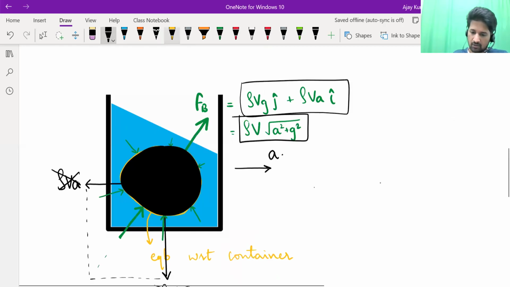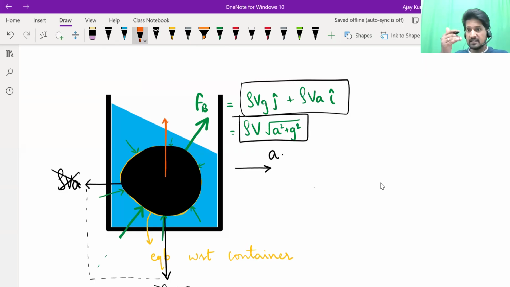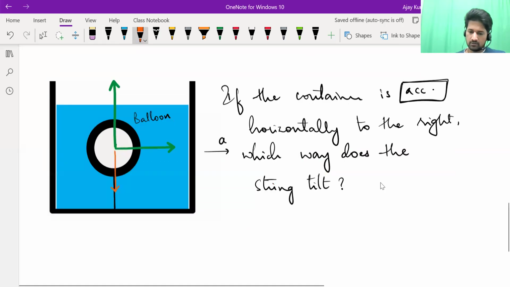It has a vertical component and a horizontal component. The vertical component of buoyant force arises due to pressure variation, which happens due to gravity. This is the buoyant force in the vertical direction. The horizontal component of buoyant force arises due to pressure variation horizontally. And what gives rise to horizontal pressure variation? This acceleration. So buoyant force will have a horizontal component as well, developed when the liquid, or the container, accelerates to the right.